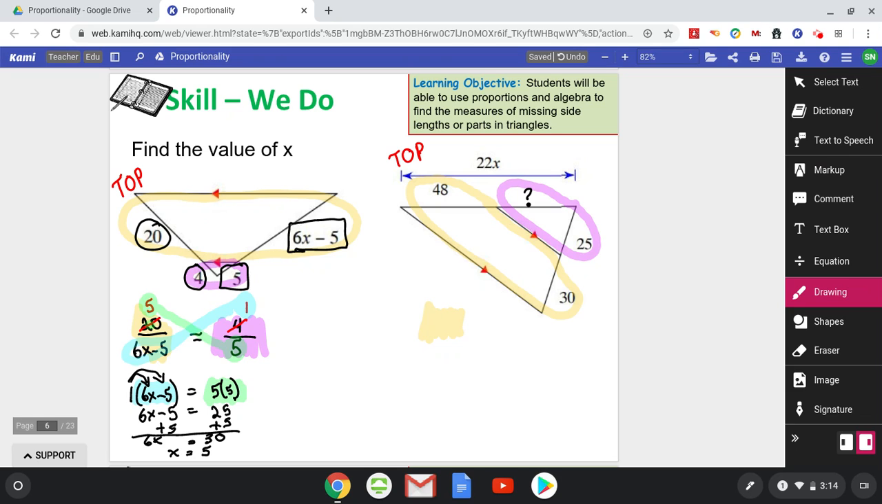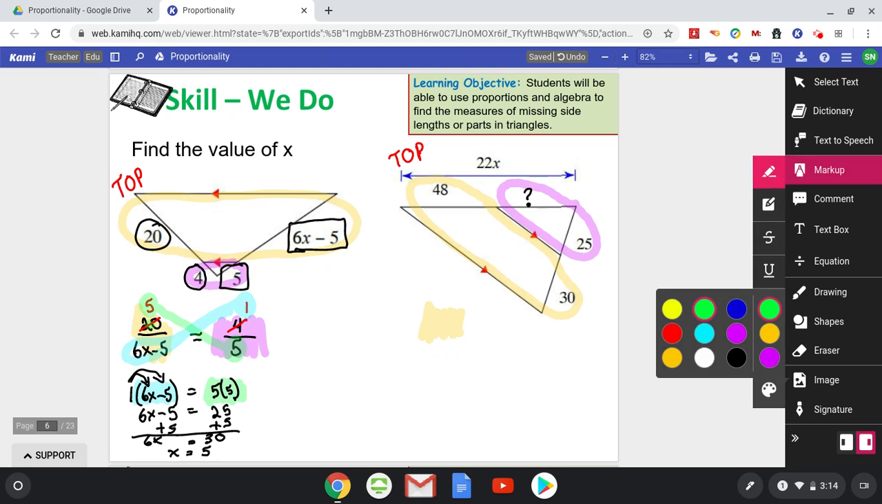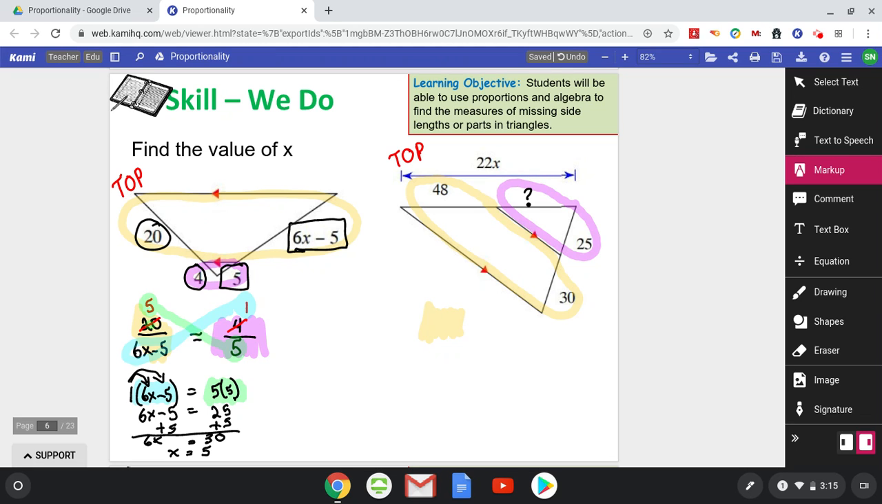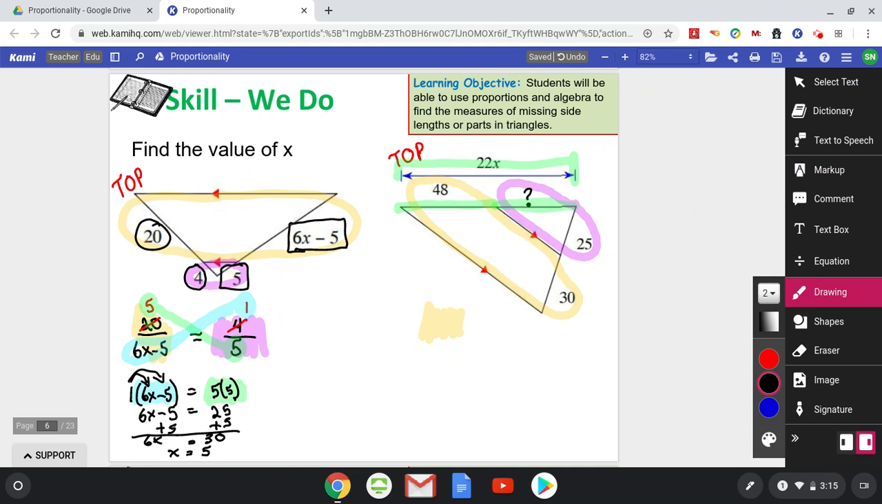Well, other than the section in orange and purple, there's another section that we can use. As you can see, at the top, the length of the entire thing, that means 48 plus the value of x, is equal to 22x. In order to get x, we would have to subtract 48 from 22x. Or we have another option.